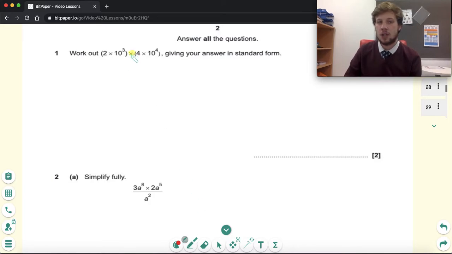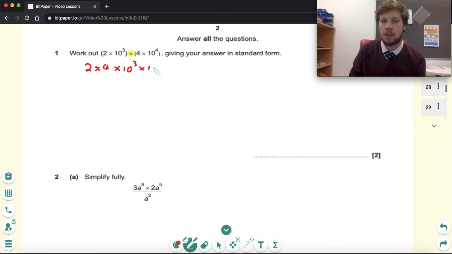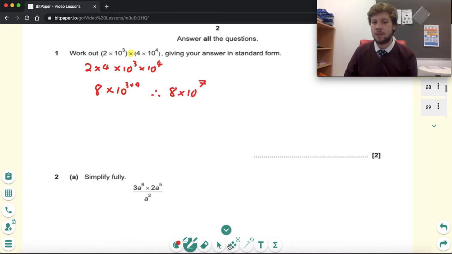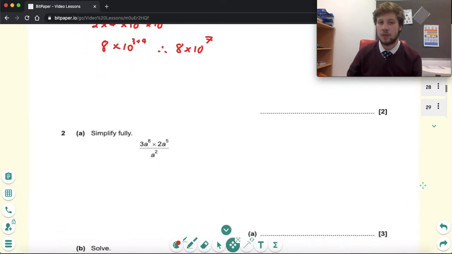So the first thing I'm going to notice is that these terms are multiplied together. So what I can do is split this up into 2 times 4, and then 10 cubed multiplied by 10 to the 4. I know 2 multiplied by 4 is 8. And with powers, if I'm multiplying, I can add the exponents. 3 add 4. So my answer is 8 times 10 to the 7. So that'd be how I'd get both of the marks for the first question.